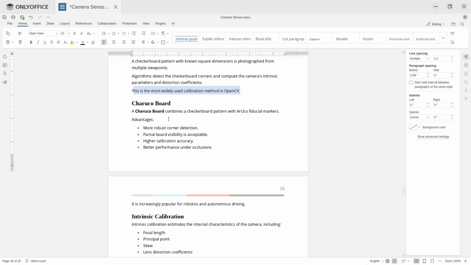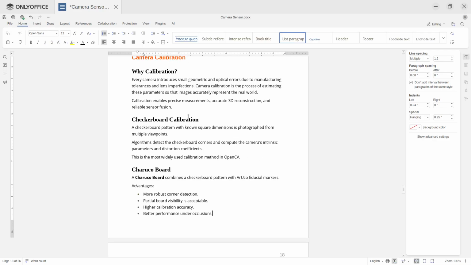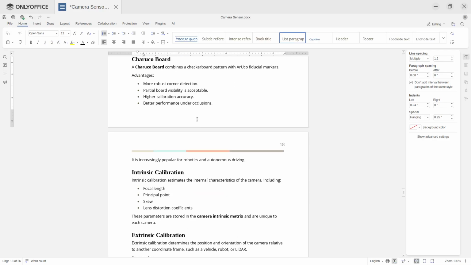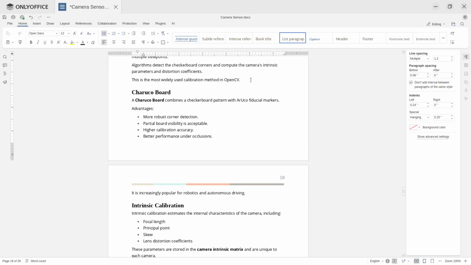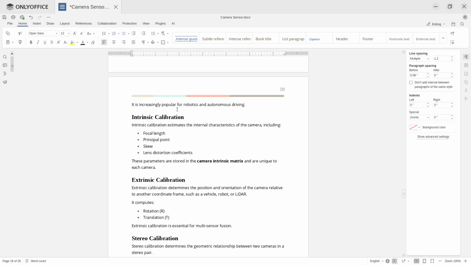ChArUco board. A ChArUco board combines a checkerboard pattern with ArUco fiducial markers. Advantages: more robust corner detection, partial board visibility is acceptable, higher calibration accuracy, better performance under occlusion. But in general, we generally use checkerboard calibration, and it is very famous, and even if you see the documentation of OpenCV, you will find something there. It is increasingly popular for robotics and autonomous driving.